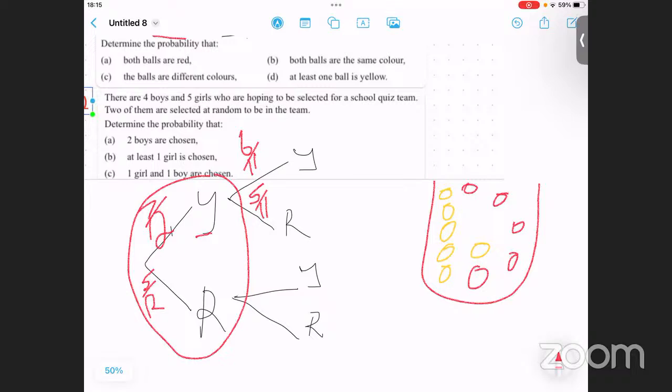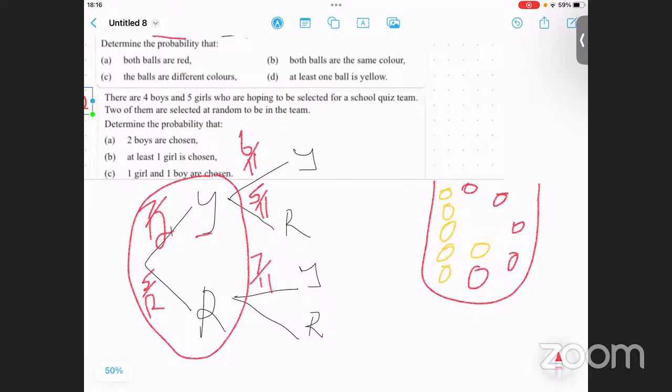Okay, now let's go to the second one. Given that the first ball to be taken out, or the first ball to be selected, is red, how many yellows are we going to be left with? 7. What will be the total number of balls? 7 out of 11. Yes, 7 out of 11.